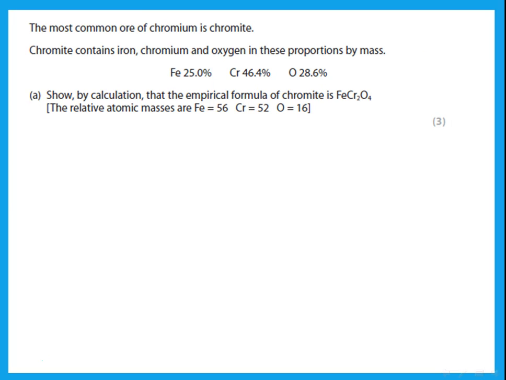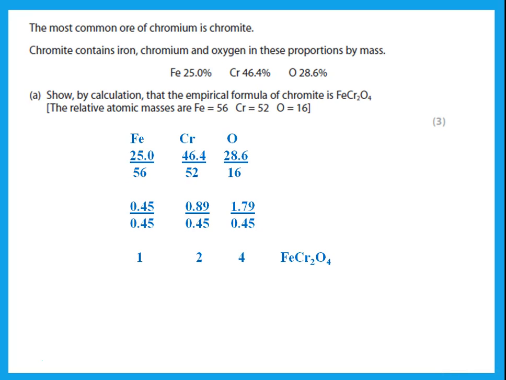Okay, this is another question about empirical formula, and you should be able to get this correctly. The percentages divided by the mass, and then what comes out you divide by the smallest.